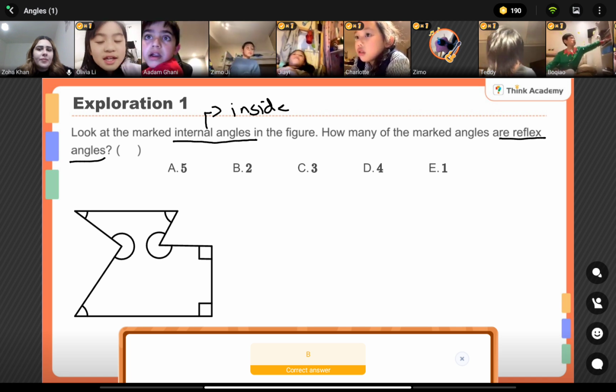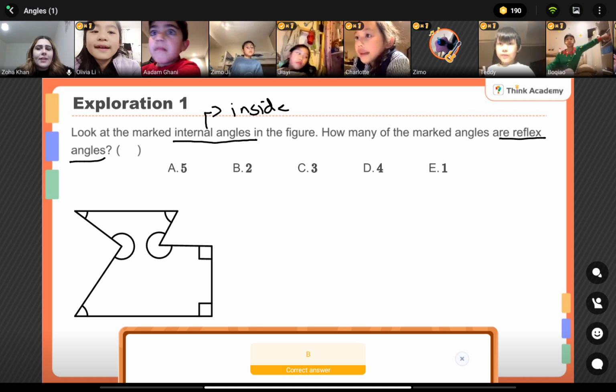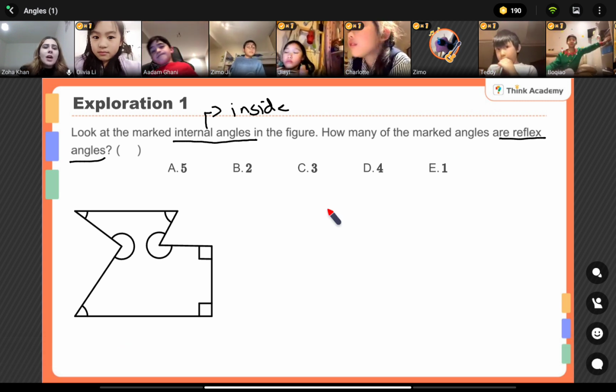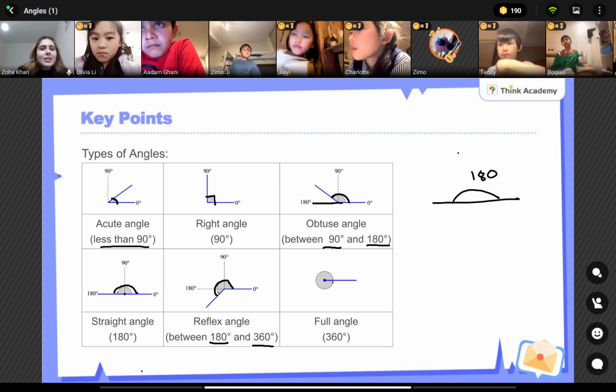Okay. All right, everyone, your time is up. So let's have a look at this shape over here. Now, let's go back and think about what is a reflex angle.